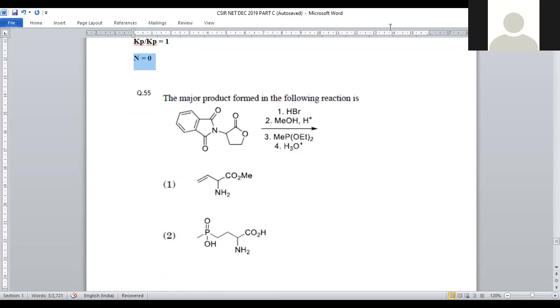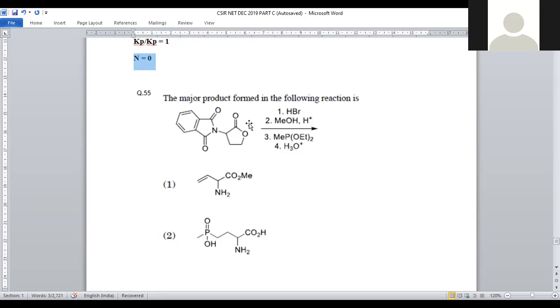Question number 55. The major product formed in the following reaction. What kind of product is formed? We have to predict that. We are taking a phthalimide compound in contact with the cyclic lactone, and treated with HBr, methanol, MeP(OEt)2 taken twice, and further hydrolysis under acid conditions. What will be the product?